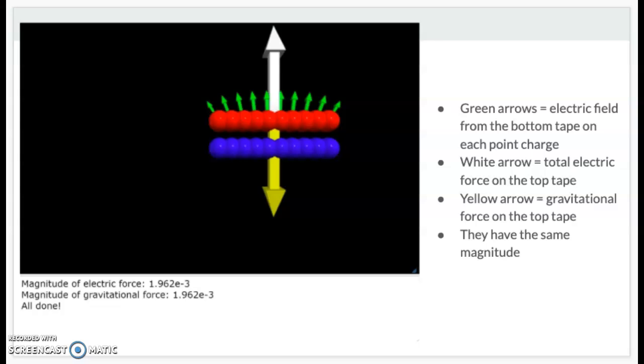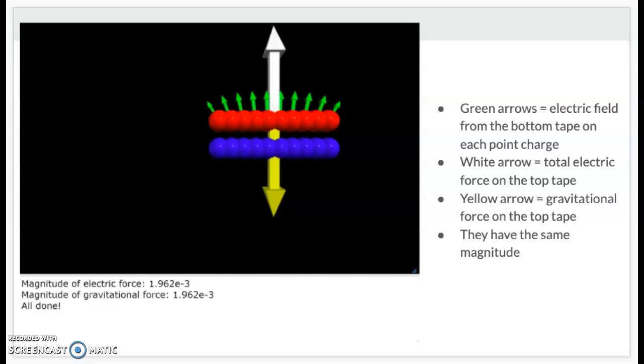Here's the output of the program. The green arrows coming from each of the red point charges represent the electric field at the location of each point charge due to the bottom tape. The white arrow is the electric force on the top tape, and the yellow arrow is the gravitational force on the top tape. Note that they have the same magnitude, which is why the top tape is able to float above the bottom tape.